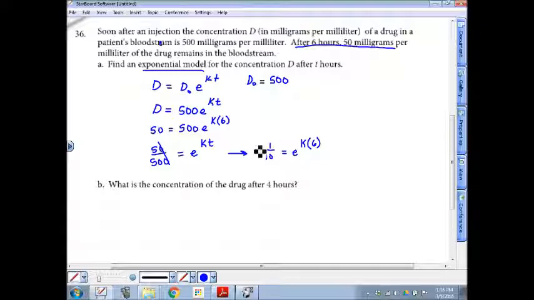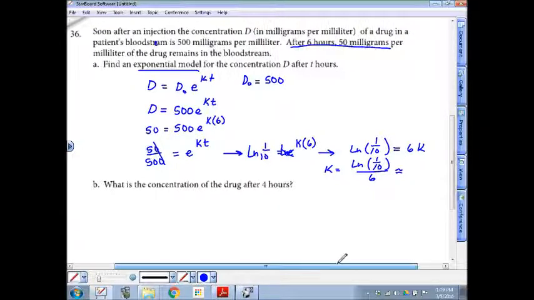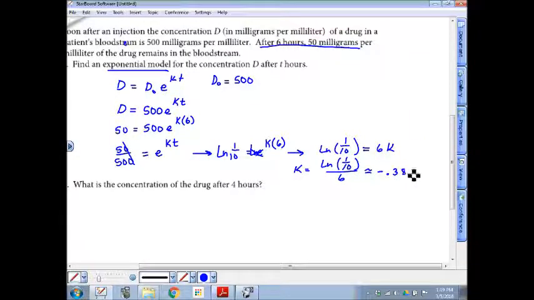So take a natural log of both sides. So the natural log of 1/10 is equal to 6k. Divide by 6 and we get a value for k. Natural log of 1/10 divided by 6. If you were to type this in a calculator, you get approximately -0.38376. So our model is D equals 500 times e to the -0.38376 t.